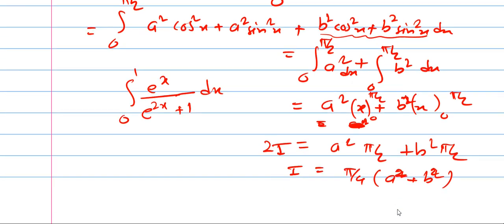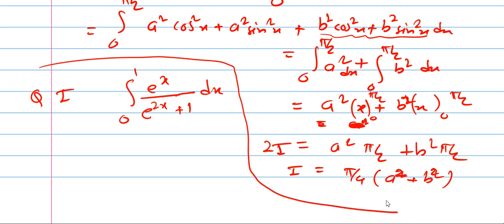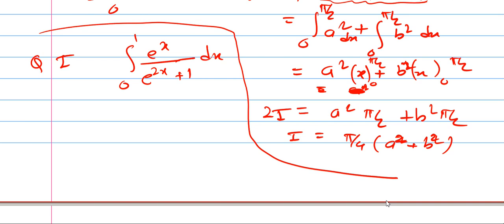Okay. Now next integration, next question, we have to calculate the value of this integration. Integration 0 to 1 e raised to x upon e raised to 2x plus 1. So no formula is available, even property will not work here. So I know that e raised to x has derivative e raised to x. So using this fact, just make a substitution, put e raised to x equal to t.